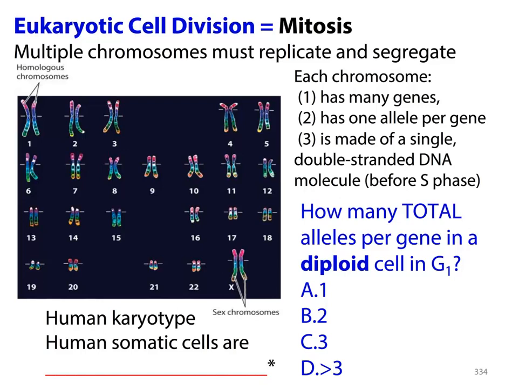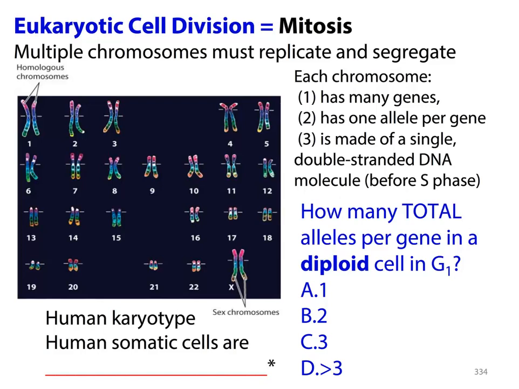But what you can see is chromosome pair number 1 here, chromosome pair number 2 here, chromosome pair number 3 here. It looks like they're connected, okay? And I'm sorry about that. That's just the way the karyotype came out. But the reality is, you know, that number 1 way up in the upper left is made up of 2 different chromosomes, 1 from mom, 1 from dad. Okay. Each chromosome, you know, has many genes, has 1 allele per gene, is made up of a single double-stranded DNA molecule before the S phase. So this is before the S phase.